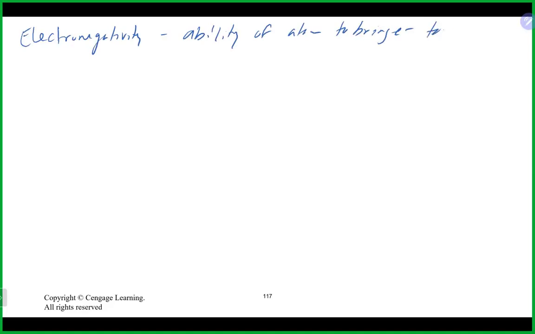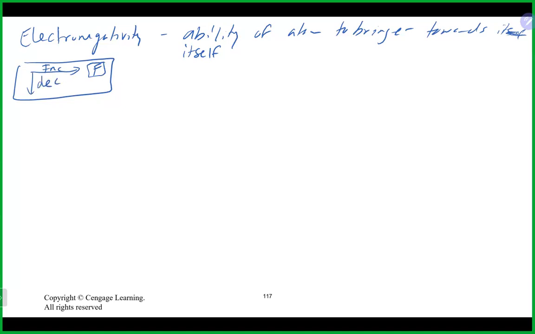So adding to this is one last sort of trend, which is electronegativity. Electronegativity is the ability of an atom to bring electrons towards itself. And it increases as you go up and to the right. Fluorine is actually the most electronegative element you could have, and it decreases as you go down.